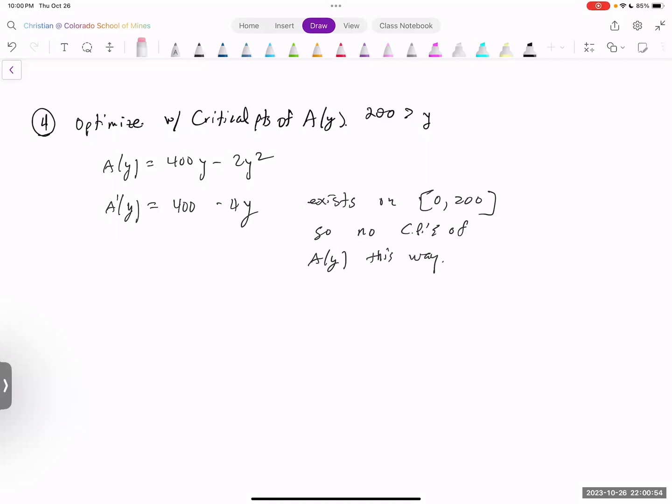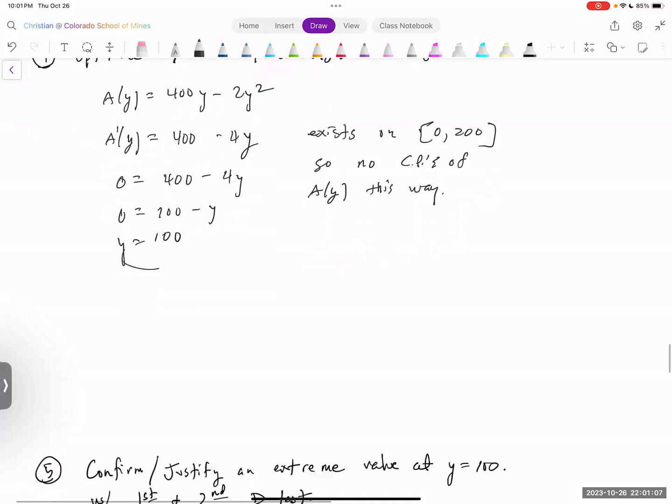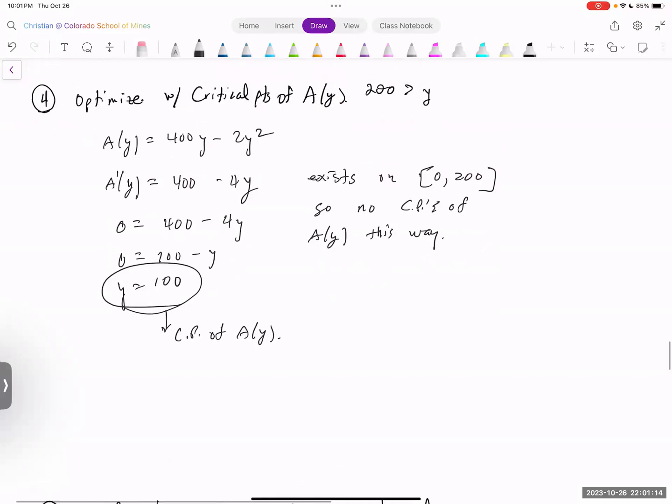The other way is to set the derivative to 0. So 0 is 400 minus 4y divided by 4, and y is equal to 100. Here's a critical point then, critical point of A of y. Our function's continuous on the closed interval. Extreme value theorem says the max value will happen at 0, 200, or 100. It did not happen at 0, did not happen at 200. It's going to happen at 100.